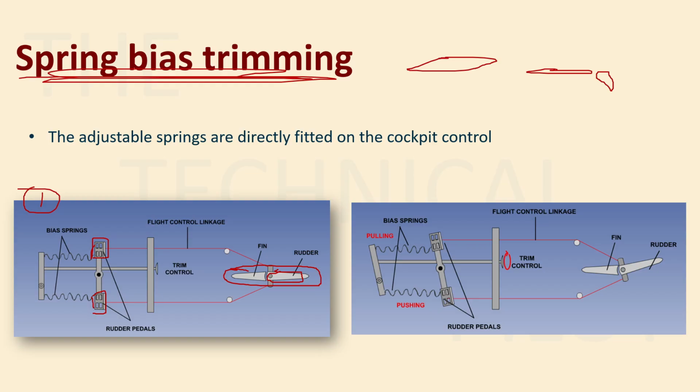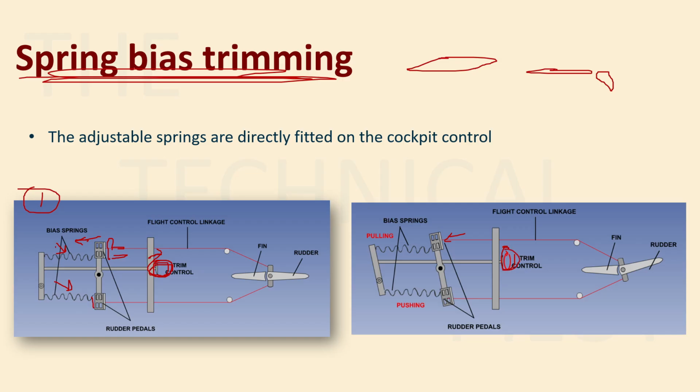What is happening is, as the pilot presses with his feet on the rudder pedals, he pushes the rudder like this, right? And then after pressing it, the pilot rotates this trim control. There is a trim control over here, this that you're seeing. So the pilot can rotate it and this adjusts your springs. The trim control is directly connected to your springs, right?